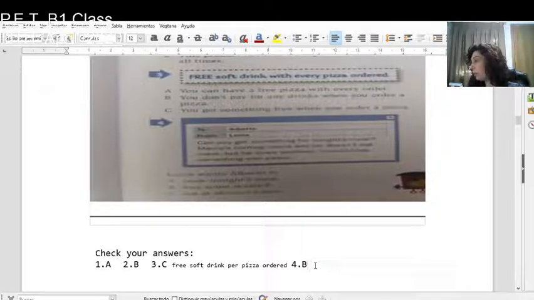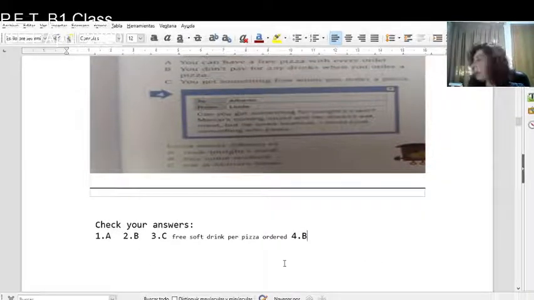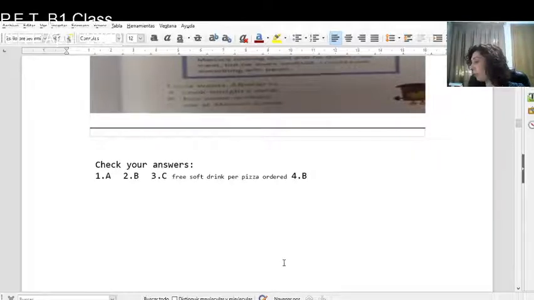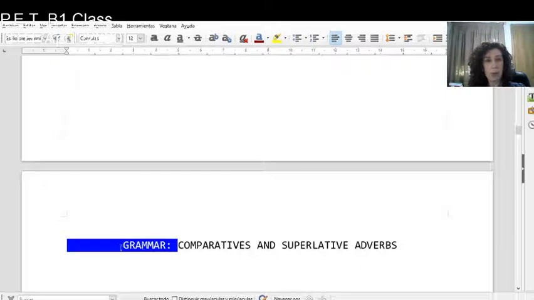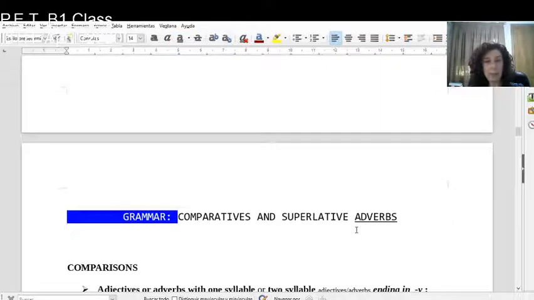Then this is reading part 1, where you have to focus on the sentences very carefully. Well, we had the vocabulary and the reading comprehension, and let's move on, page 91, the grammar. Today we're going to deal with grammar, comparatives and superlatives, but of adverbs. Do you remember what an adverb is? An adverb is what describes the action.